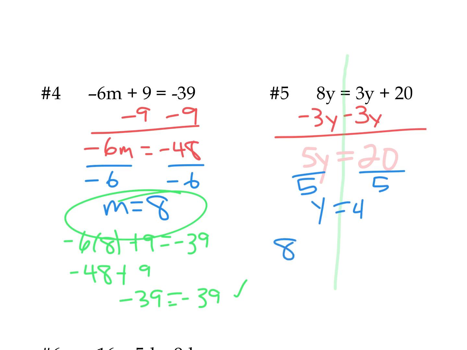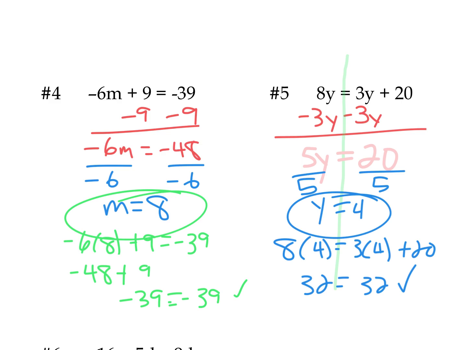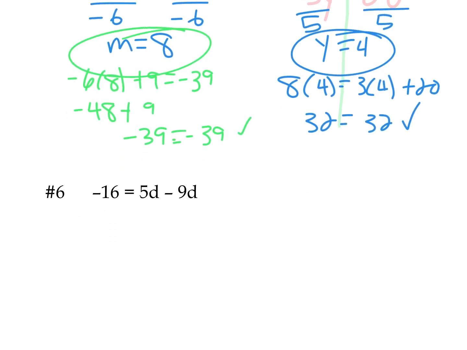I can substitute that back in. 8 times 4 equals 3 times 4 plus 20. That's 32 equals 32. That checks out, and I know my answer's correct.